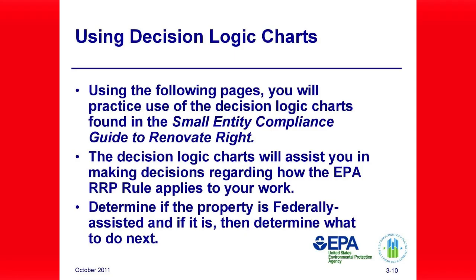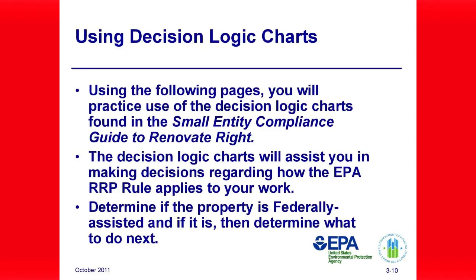If it is built before 1978, the answer is yes, and you move on to the box below. Are any of the following conditions present? The work is a lead abatement project. If the answer is yes to that question, you move to the right, which again does not apply under the EPA-RRP rule, because now it becomes an abatement and an abatement contractor must complete the work. If the answer is no to that question, you move to the box below.